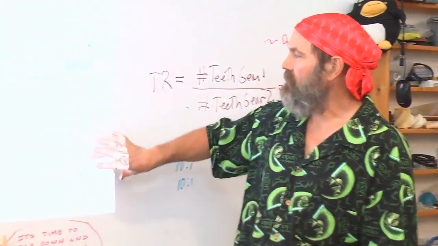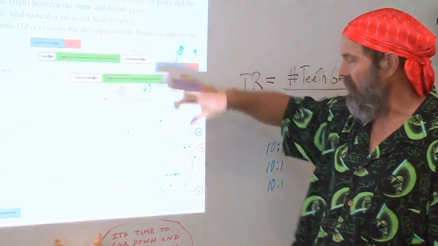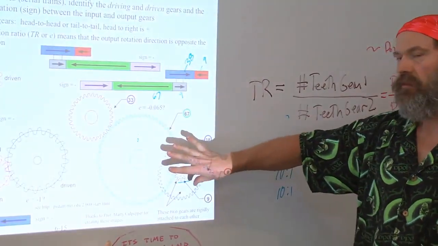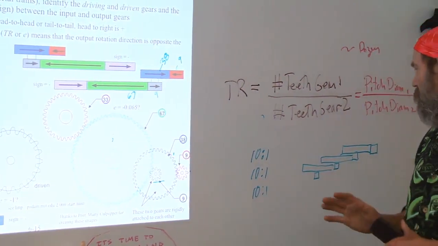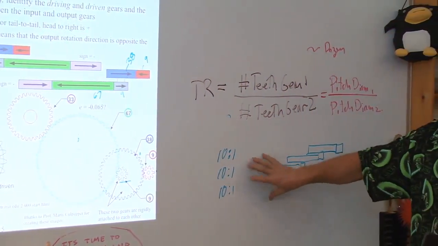There are other types, and remember this is a serial gear train. There are types of gear trains where you can put things in parallel. So in a much smaller package, you can get very high gear ratios.